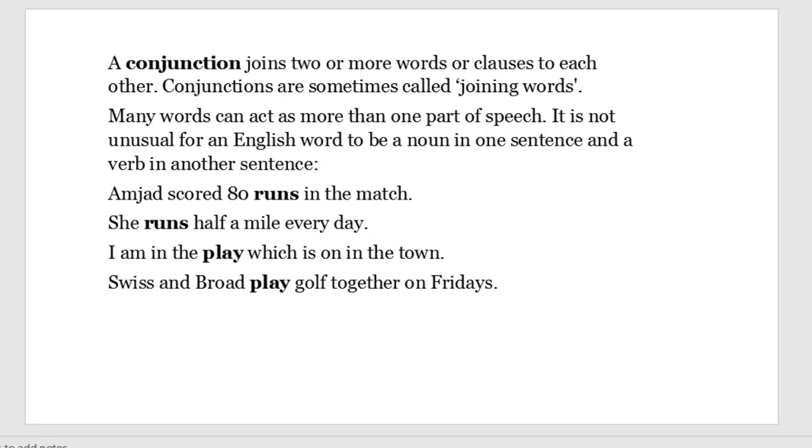A conjunction joins two or more words or clauses to each other. Conjunctions are sometimes called joining words. Many words can act as more than one part of speech. It is not unusual for an English word to be a noun in one sentence and a verb in another sentence. Amjad scored 80 runs in the match. She runs half a mile every day. I am in the play which is on in the town. Swiss and Broad play golf together on Fridays.